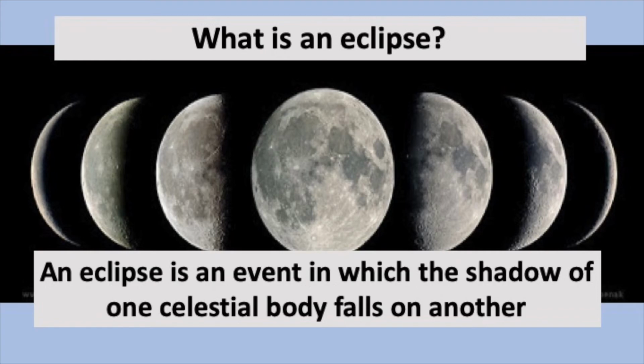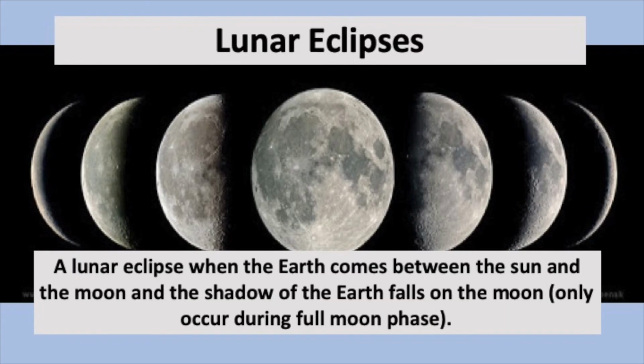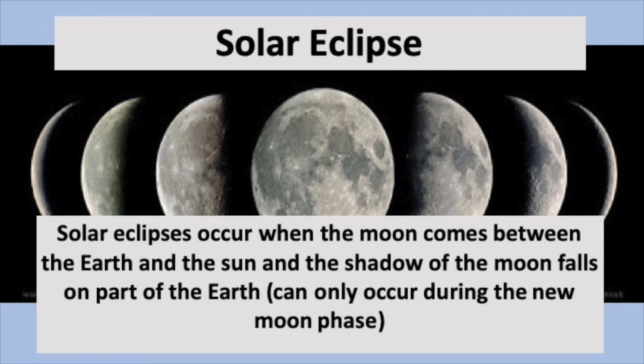So what is an eclipse? An eclipse is an event in which the shadow of one celestial body falls on another. There are two types of eclipses. One is a lunar eclipse. A lunar eclipse occurs when the Earth comes between the sun and the moon and the shadow of the Earth falls on the moon. It only occurs during a full moon phase. Solar eclipses occur when the moon comes between the Earth and the sun and the shadow of the moon falls on part of the Earth. It can only occur during a new moon phase.